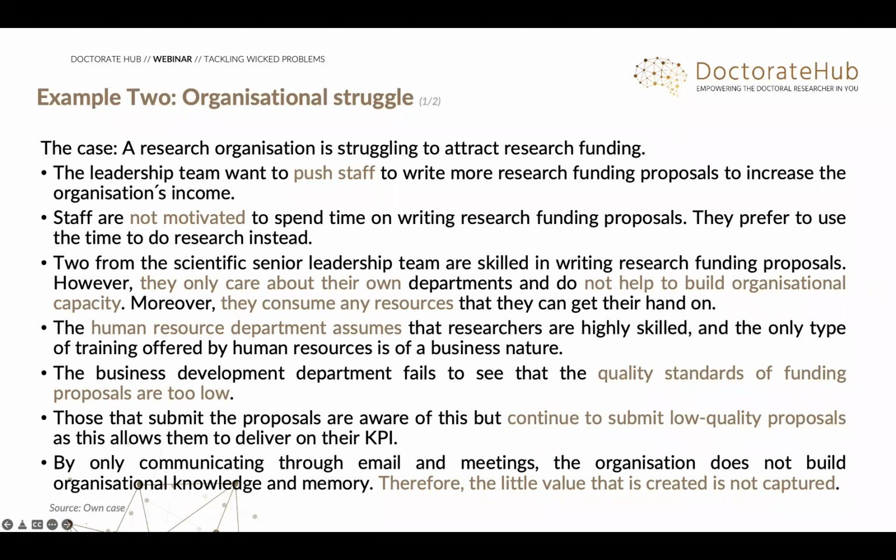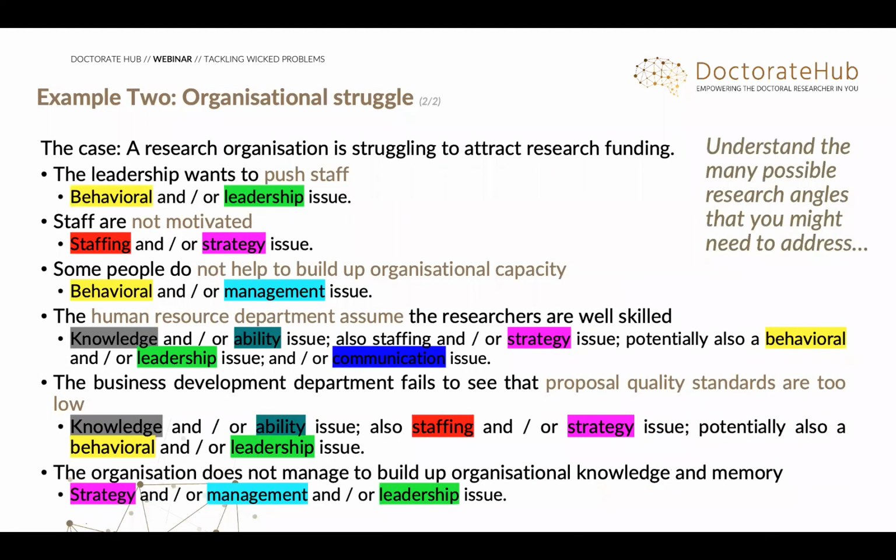And if you face that from a research perspective, the question is, which are the possible research angles that you might need to address? Now, if you look into leadership issues, you might want to look into behavioral and leadership related matters. If you take the staff that's not motivated, then you might want to look at staffing. Why are you staffing in the way you do? What are the strategy issues? Not helping to build organizational capacity, again, it's a behavioral thing, but it's also a management issue.